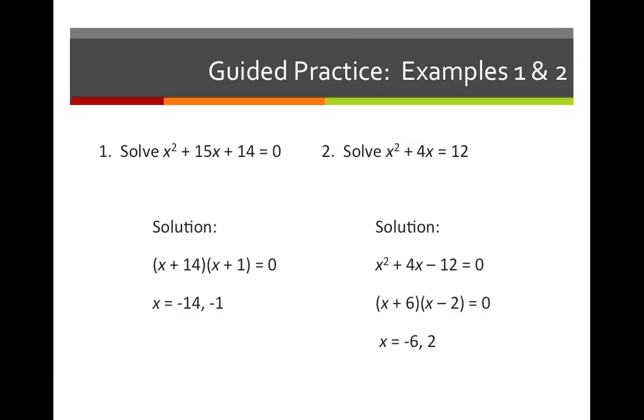Alright, so in number 1, we should be able to factor our quadratic into x plus 14 times x plus 1 equal to 0, which leads us to solutions of x being equal to negative 14 and negative 1. In number 2, we would need to subtract the 12 to the other side first to get it equal to 0. Then we can factor into x plus 6 times x minus 2, and then solve to get x equal to negative 6 and positive 2.